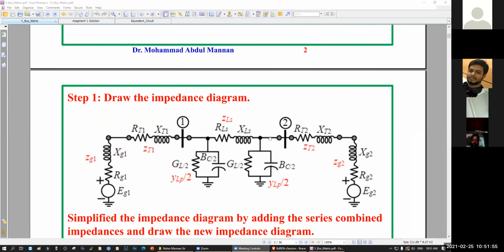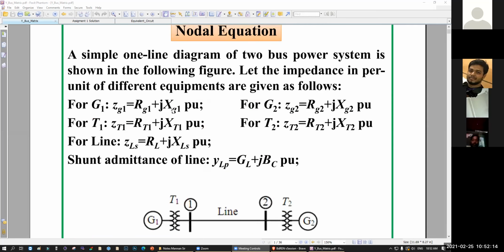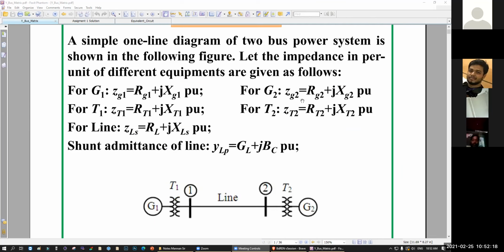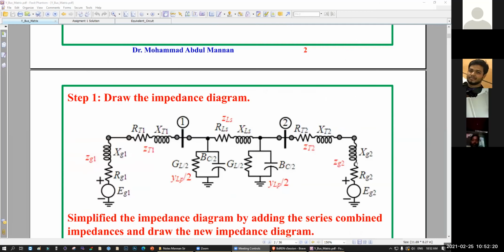Then you have the transmission line. The transmission line has one resistance, one reactance, and half admittance, half admittance, right? Shunt admittance, these are all. Then you have transformer 2, then you have generator 2. Now you know all the values here. Why? How? This one is this one, and these two.